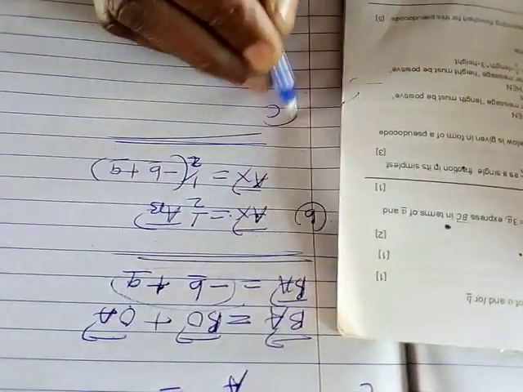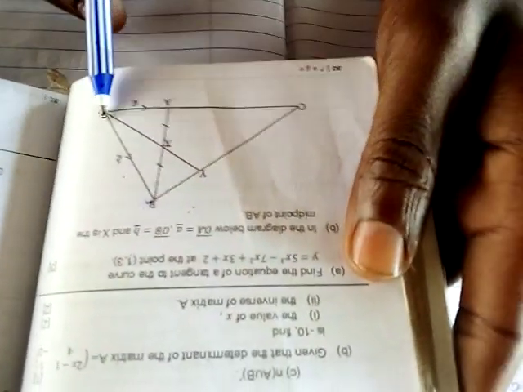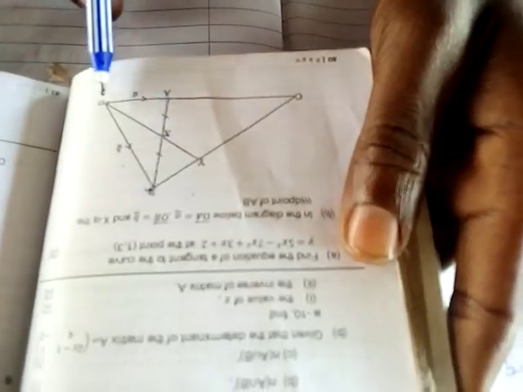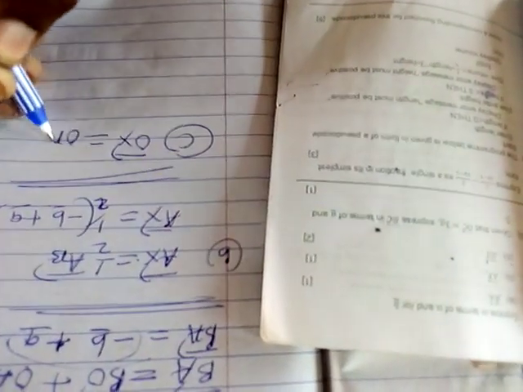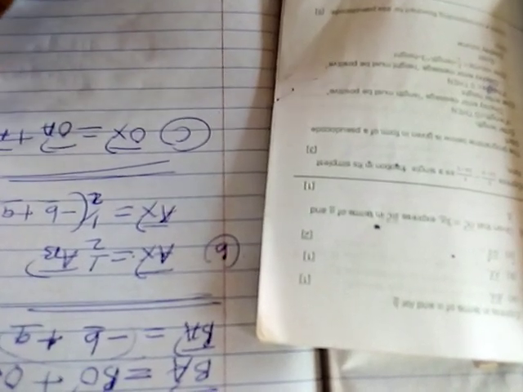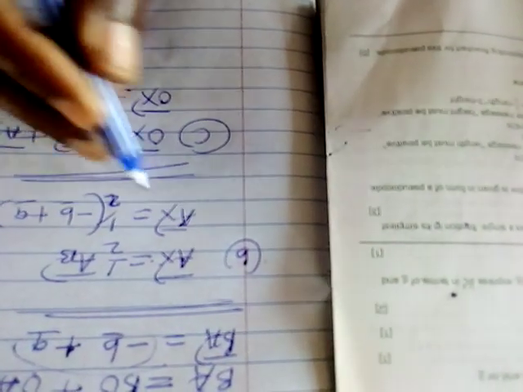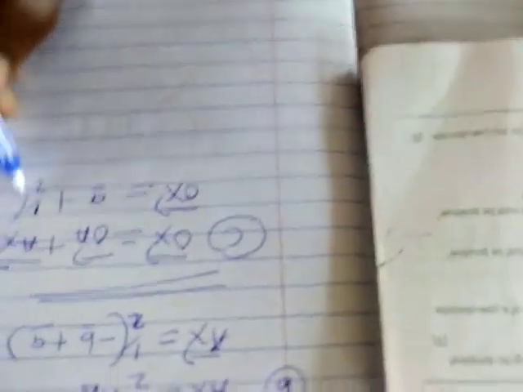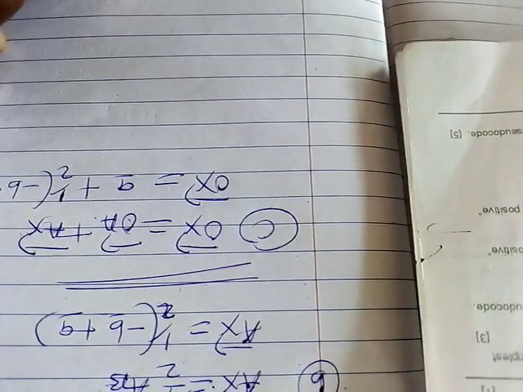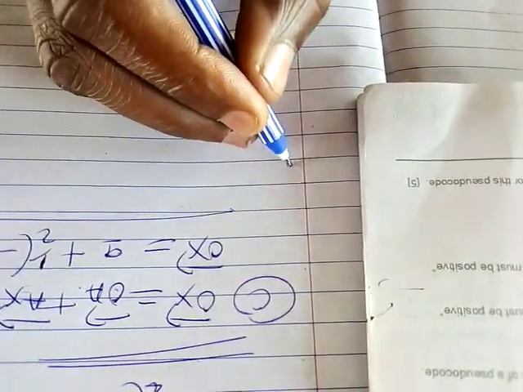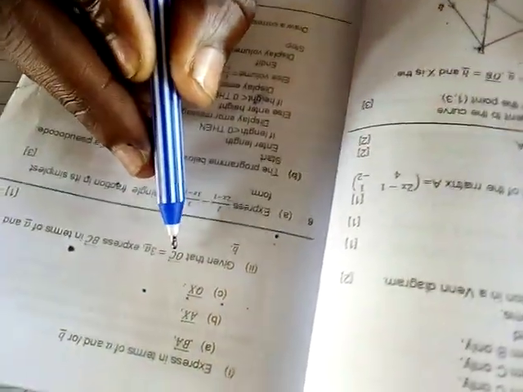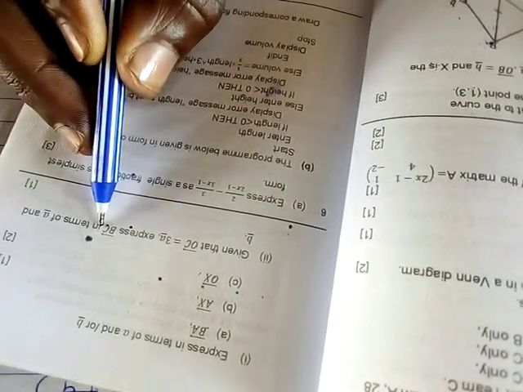Then for question C, OX. How do we move OX? We say OA plus AX. OX is equal to OA, which is A, plus AX, which is this value, half of negative B plus A. This is the answer. Then for question 2, given that OC is equal to 3A, express BC.